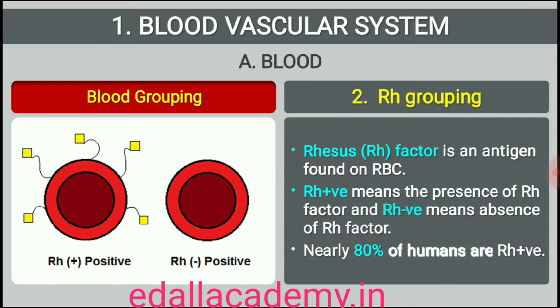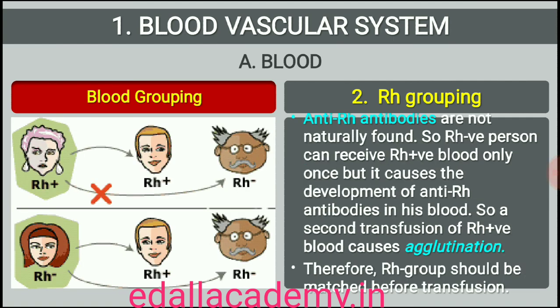RH grouping. Another antigen, the RH antigen, similar to one present in rhesus monkeys, hence RH, is also observed on the surface of RBCs of majority, nearly 80%, of humans. Such individuals are called RH positive, and those in whom this antigen is absent are called RH negative. An RH negative person, if exposed to RH positive blood, will form specific antibodies against the RH antigens. Therefore, RH group should also be matched before transfusions.